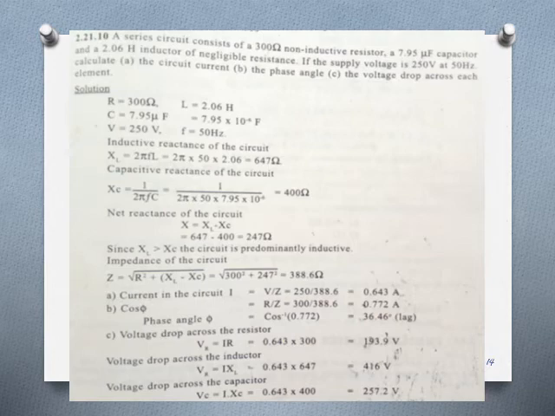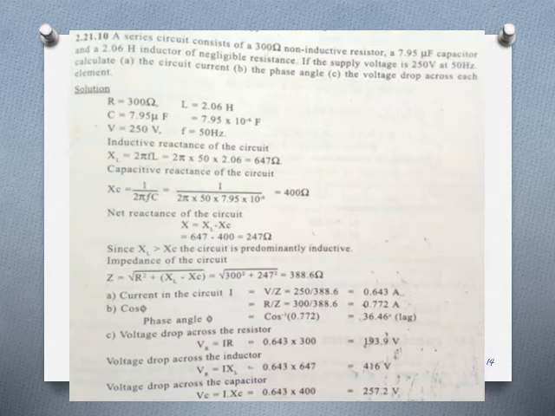Therefore, the phase angle phi is cos inverse of 0.772. You get it as 36.46 degree. Now, will it be lag or lead? Since it is more inductive in nature, it will be lag.